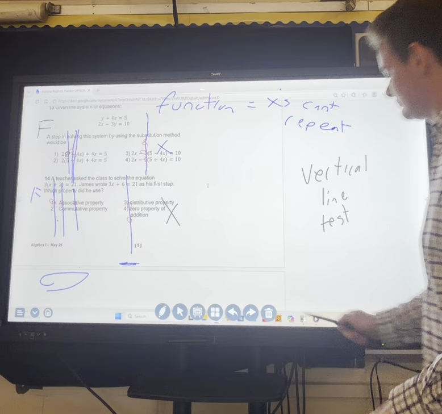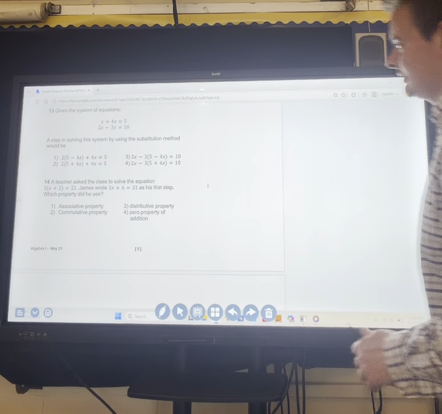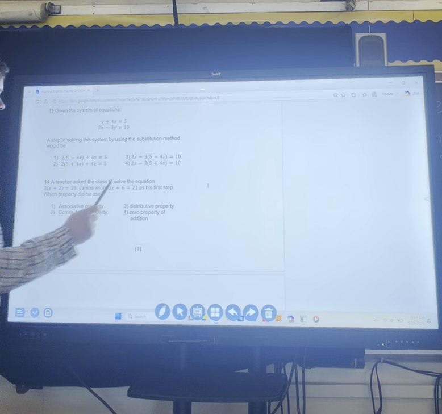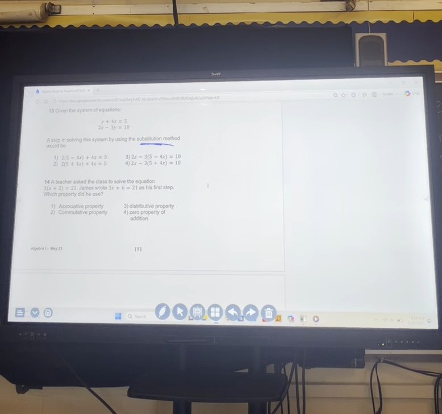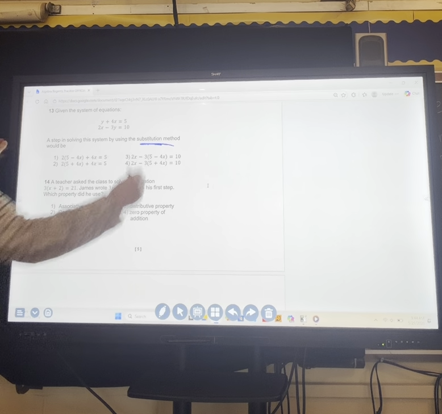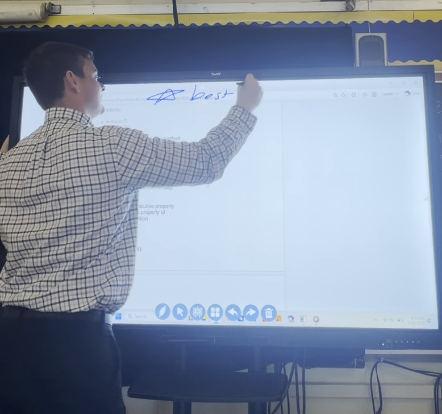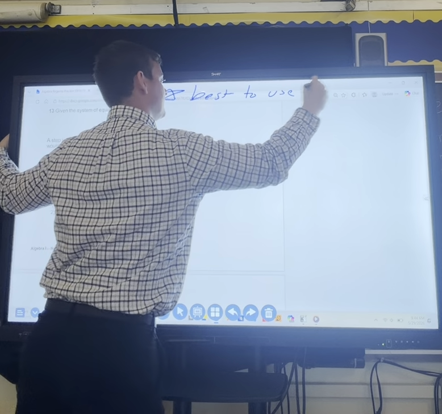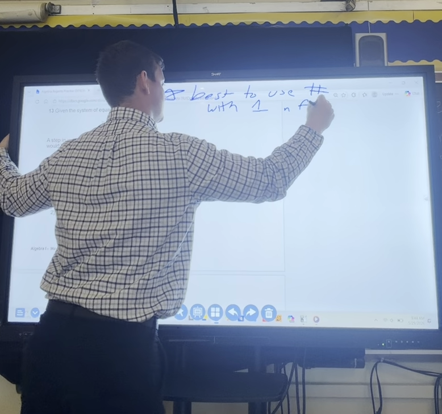Number 13. Given the system of equations, a step in solving by using the substitution method would be... So, I want to substitute here. The rule is, put a big star: best to use the variable with 1 in front.